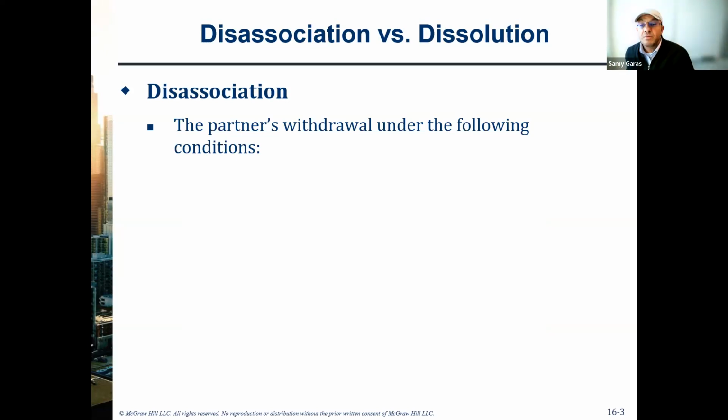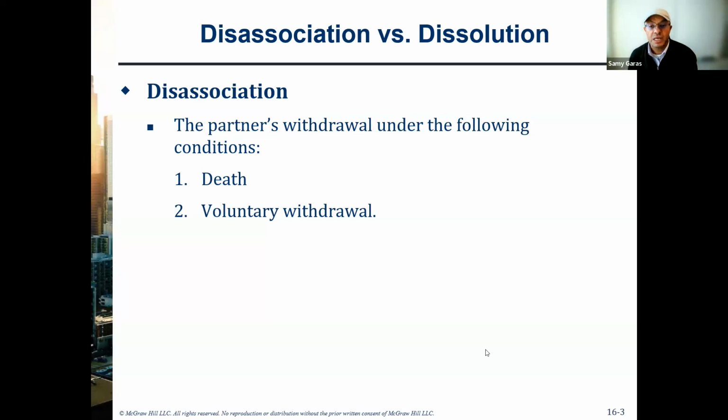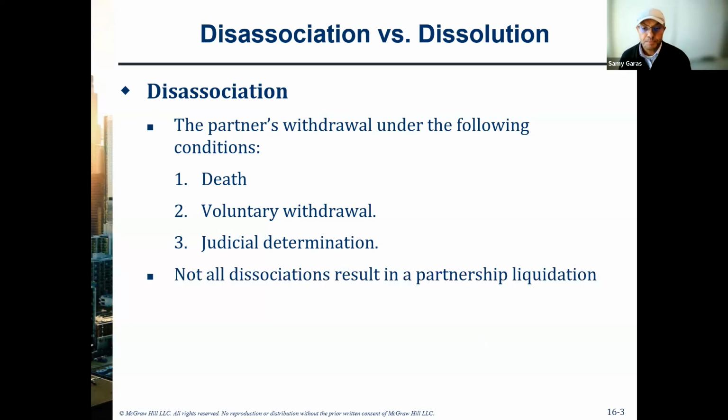Number 1, maybe one of the partners passed away. So death is a good reason for a partner to withdraw. The other one, if the partner of his or her own free will decides to leave, voluntary withdrawal. And the last one, judicial determination, if the court decides that this partner should disassociate from the company.